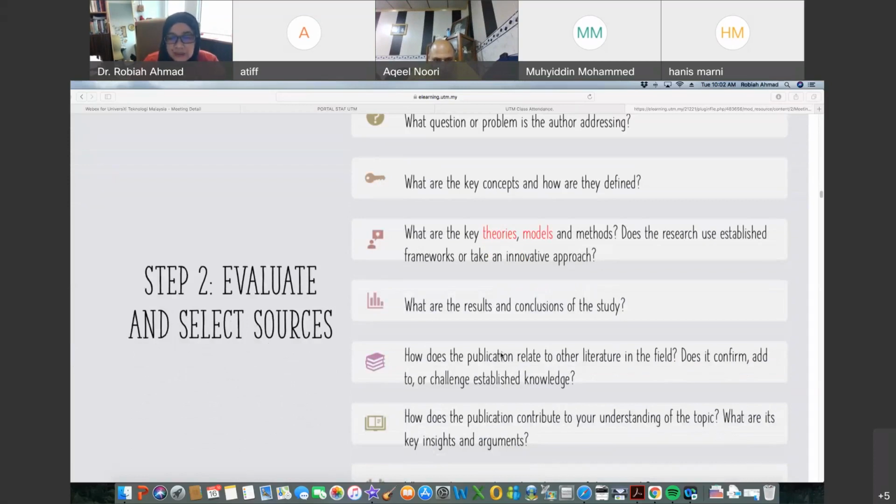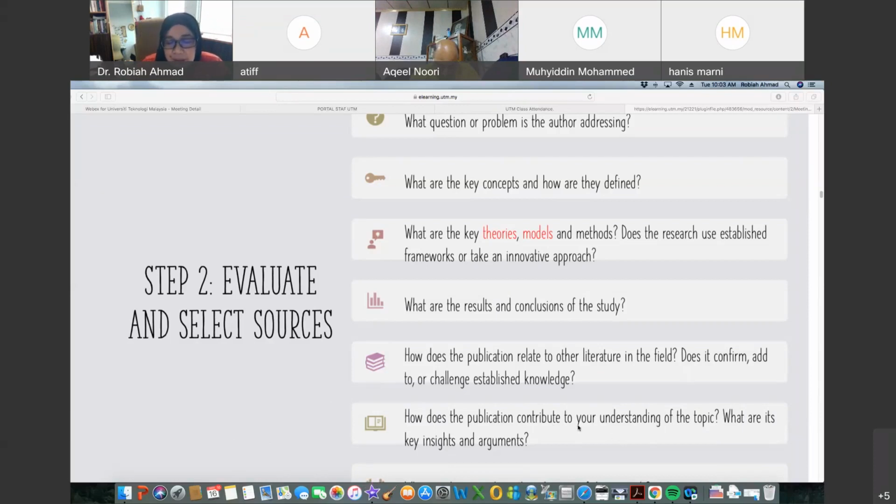How does the publication relate to the other literature? This one is at the reference. If you're using the numbering reference method, when you go back to the reference list, you can understand the structure. First, the author is telling us about that particular theory, the foundation, and then the development, and then the method, and so forth.